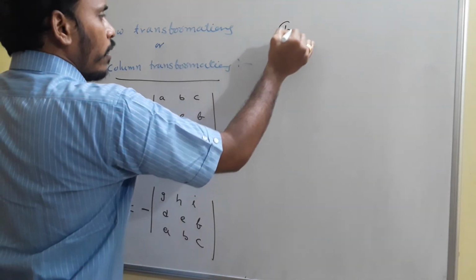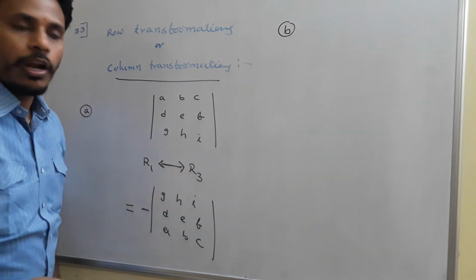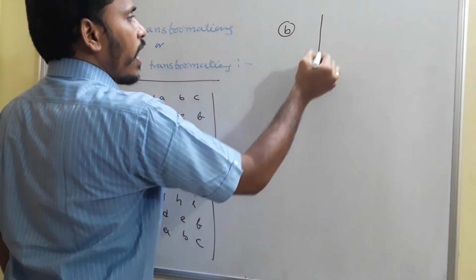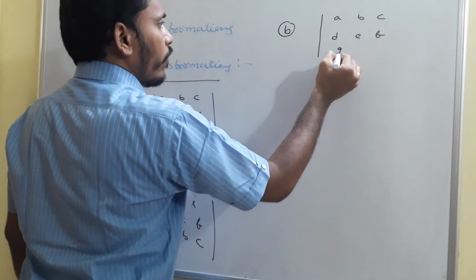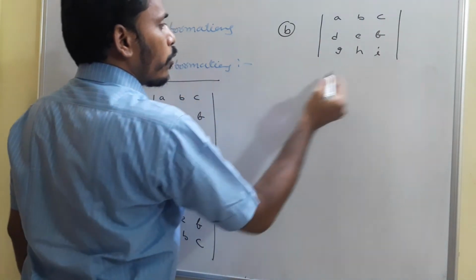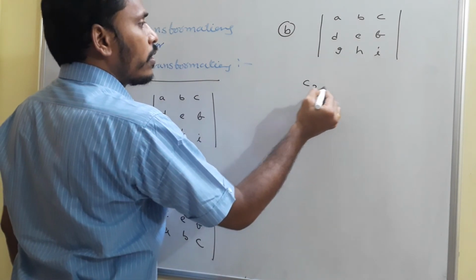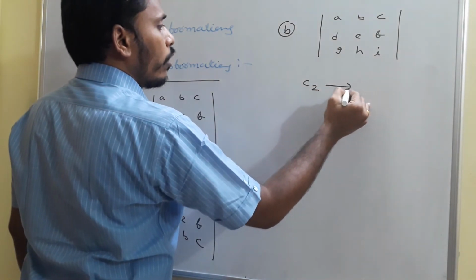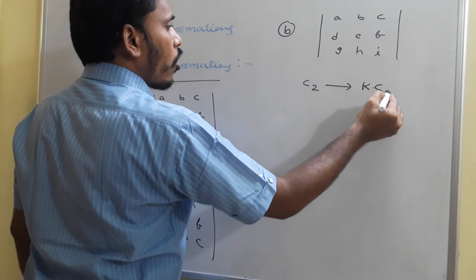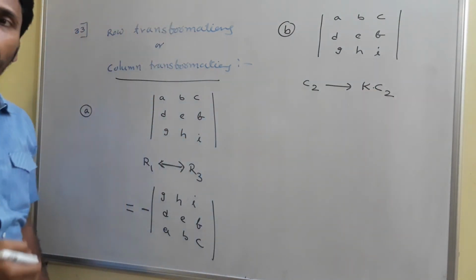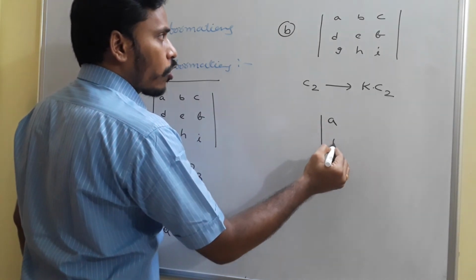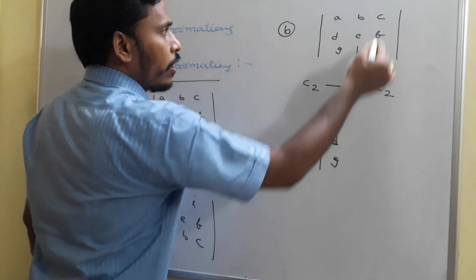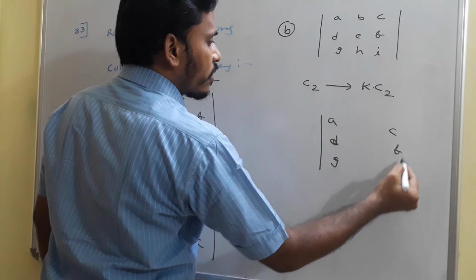All these things we need to analyze. Not only row transformation, you may go with the column transformation also. Suppose I have a matrix like this: A, B, C, D, E, F, G, H, I. And suppose I multiply column 2 with K, replacing column 2 with K times column 2. In that case, you just don't disturb the first column, write A, D, G. Don't disturb the third column, C, F, I.